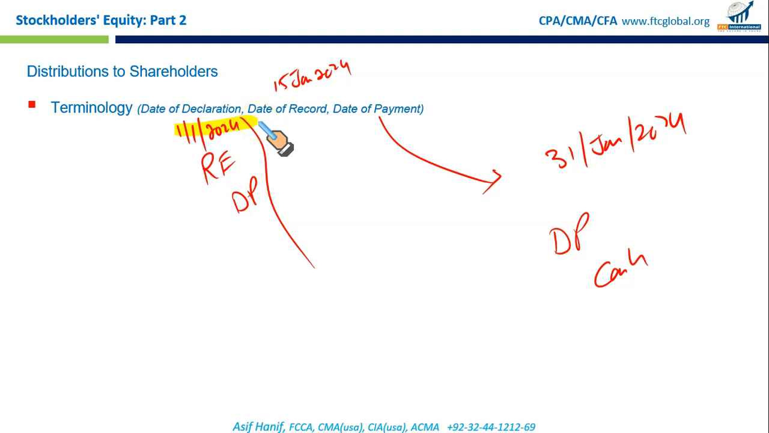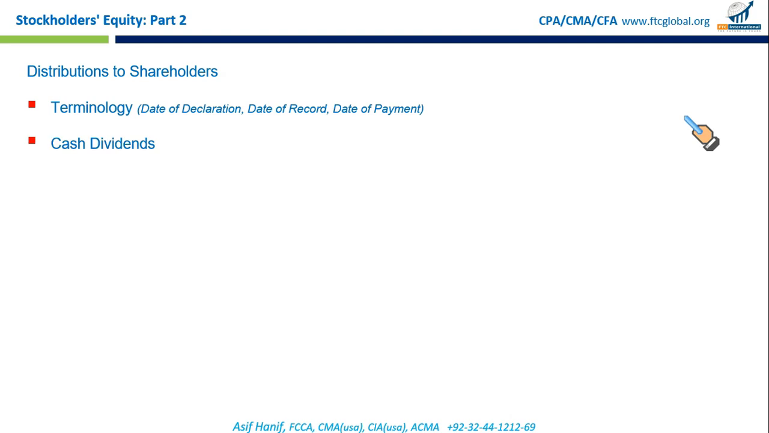So this is your date of declaration, when the company declares the dividend. Date of record, when the company determines who is entitled to receive dividends. And this is the date when the dividends are paid. Now we have various types of dividends to discuss.